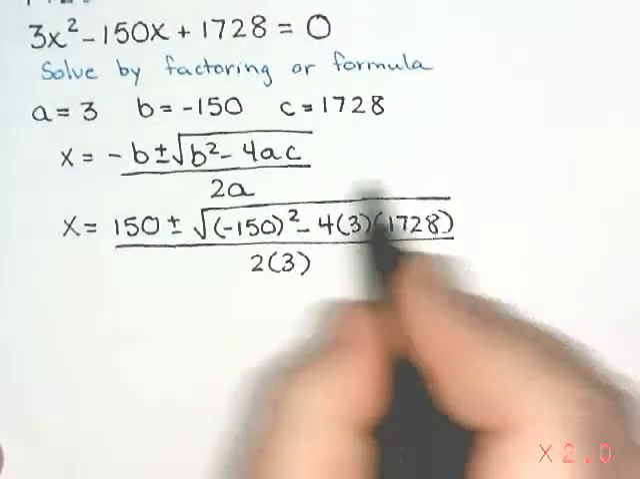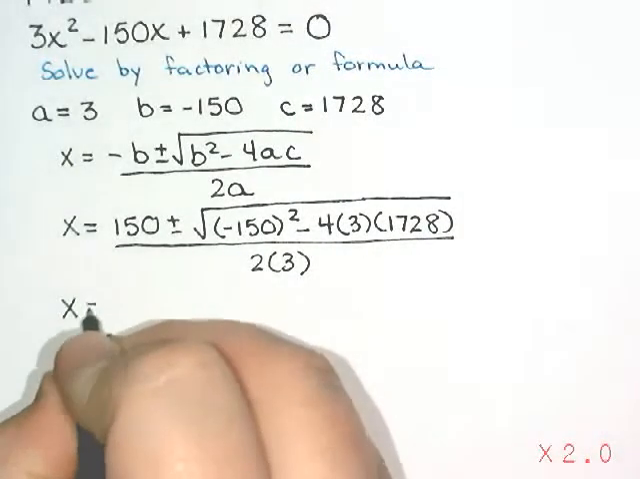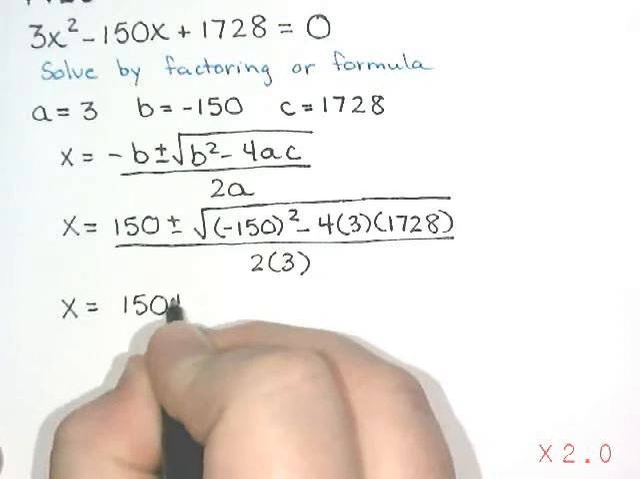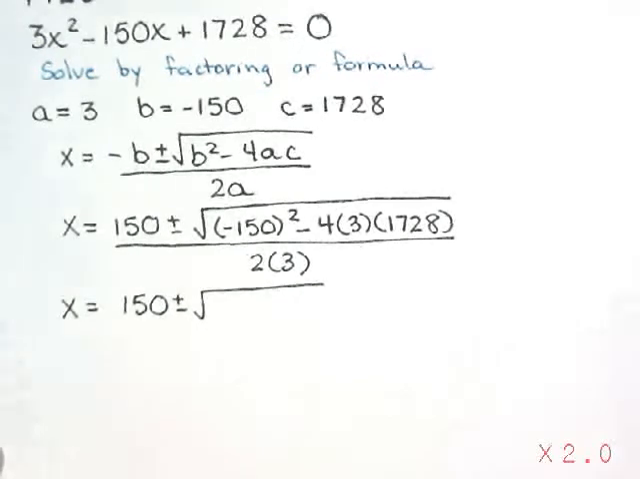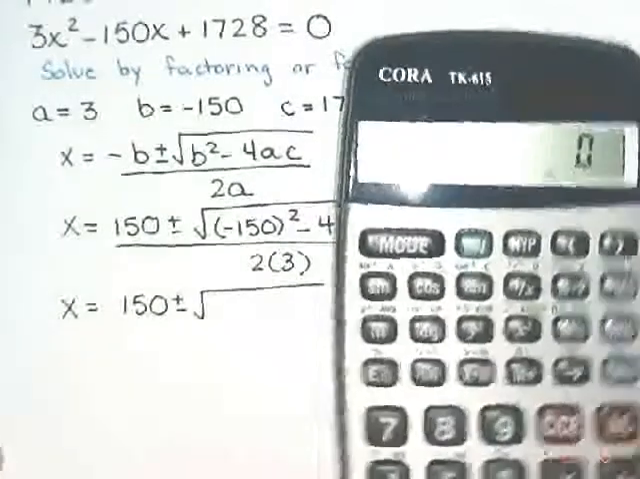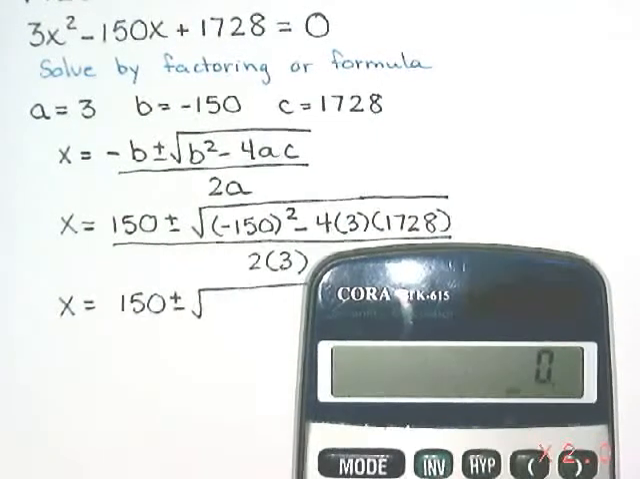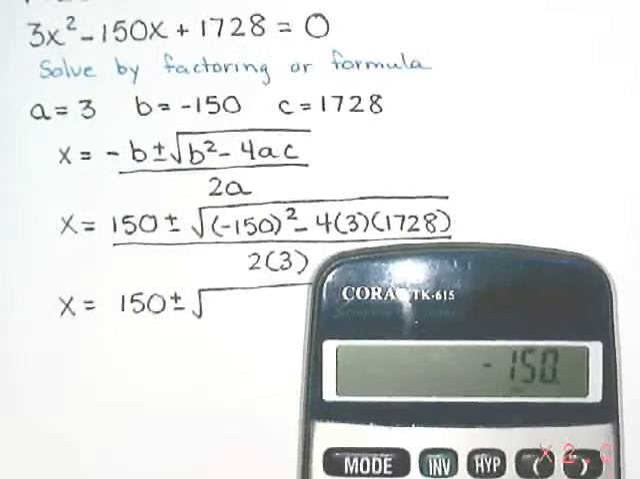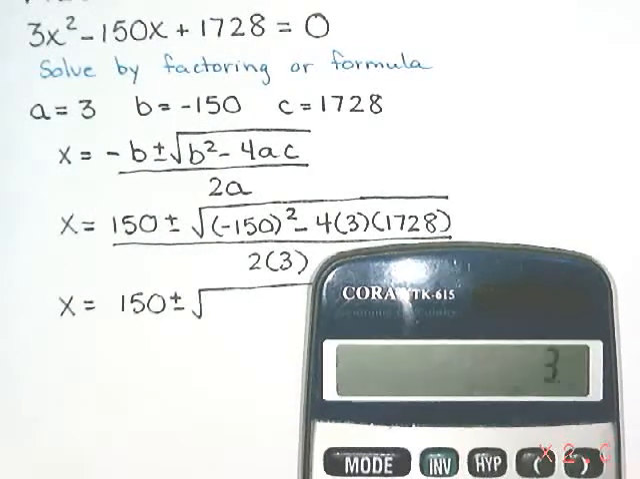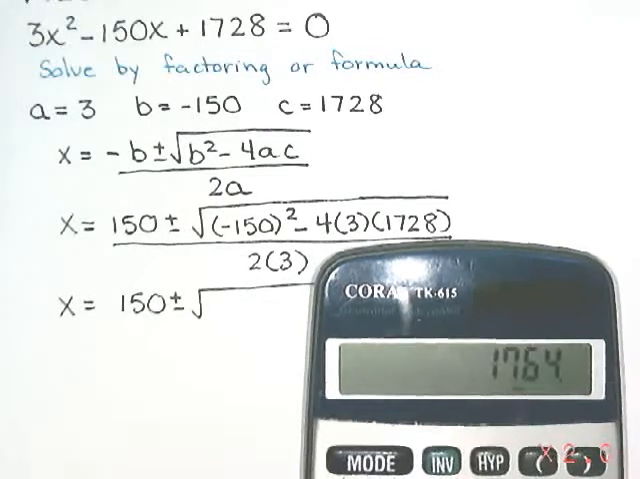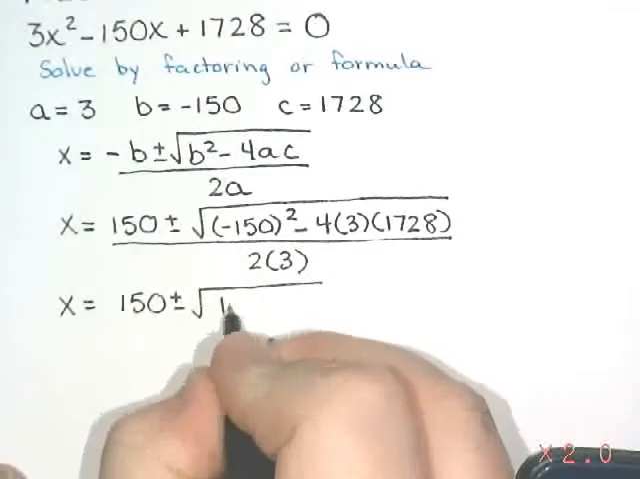All right, so I'm going to calculate what's under the square root and simplify what's in the denominator. I'm going to need my calculator for that. So I want to do negative 150, and I'm going to do brackets there. So negative 150 squared minus 4 times 3 times 1,728. And I end up with 1,764.